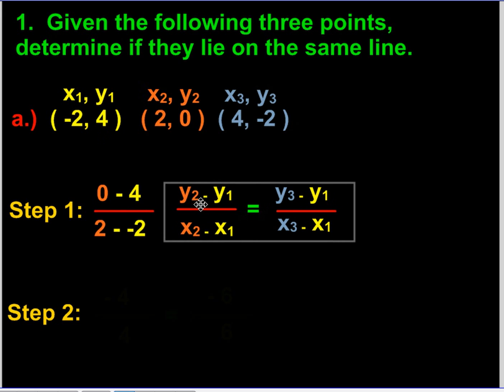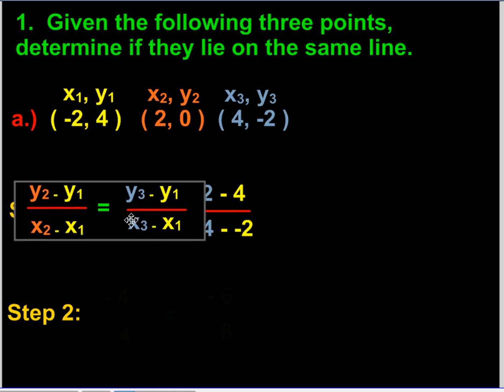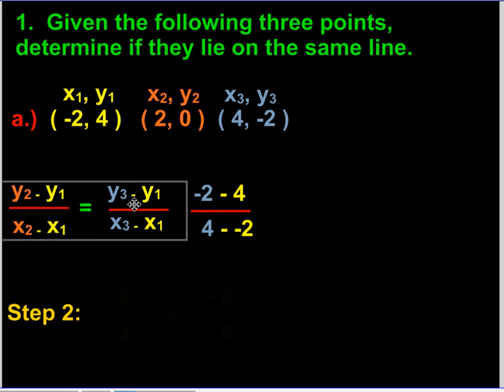We need to do y2 minus y1. y2 is 0 minus y1, which is 4. And x2 minus x1. x2 is 2 minus x1, which is -2. So this side looks okay. Now we'll take a look at this side. y3 minus y1. y3 is -2, y1 is 4. x3 minus x1. x3 is 4 minus x1, which is -2.